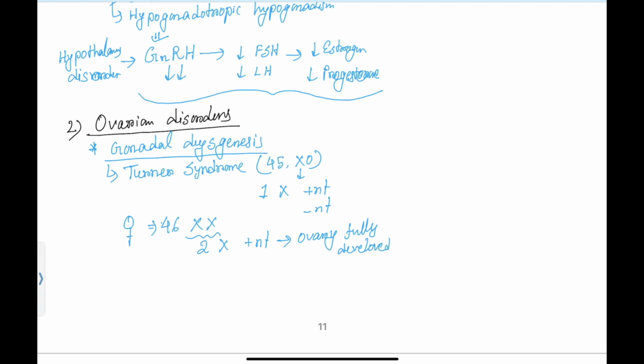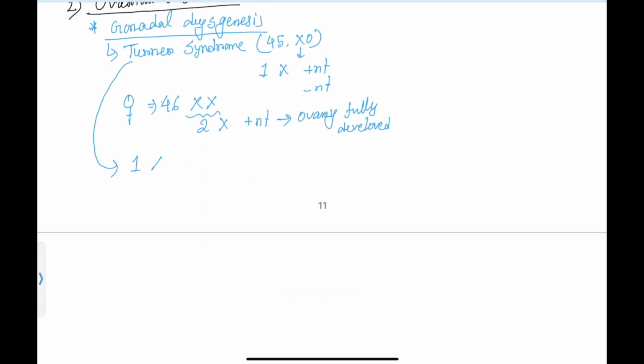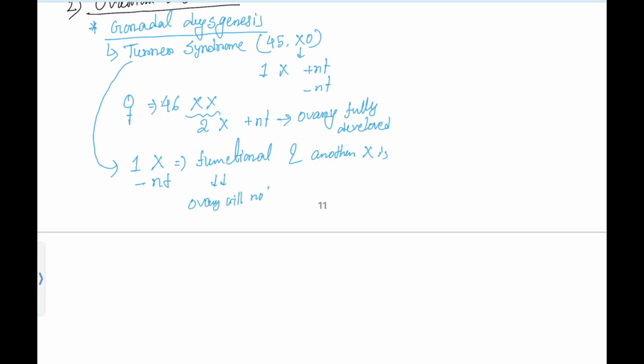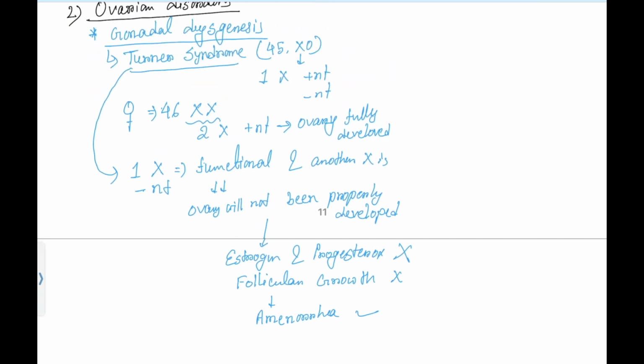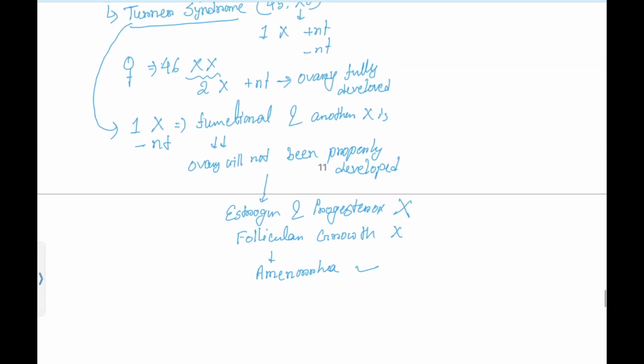Okay, now if a woman suffers from this Turner syndrome, because only one X chromosome is functional and another X is absent, the ovary will not be properly developed. If the ovary is not properly developed, what will happen? There will be estrogen and progesterone secretion dysfunction. Follicular growth will be abnormal. So due to all these reasons, there will be amenorrhea or menstrual disorder. So this Turner syndrome also can be one of the reasons for this primary amenorrhea. Okay.